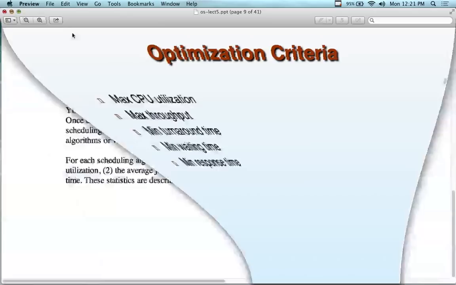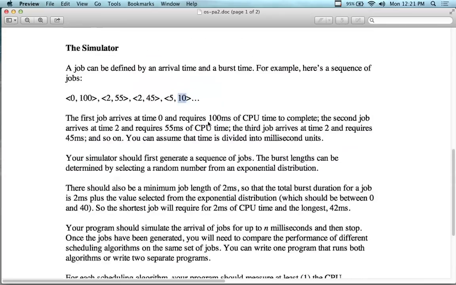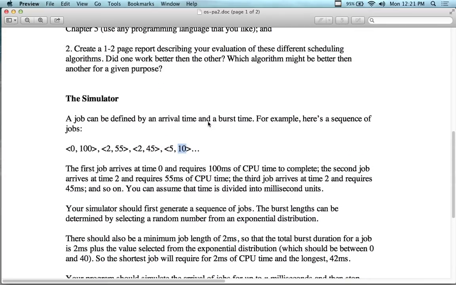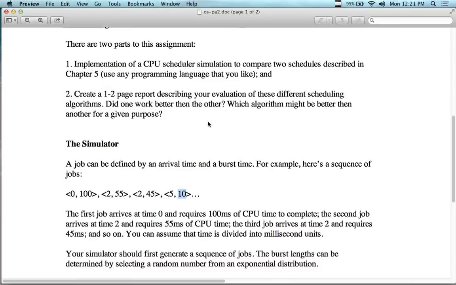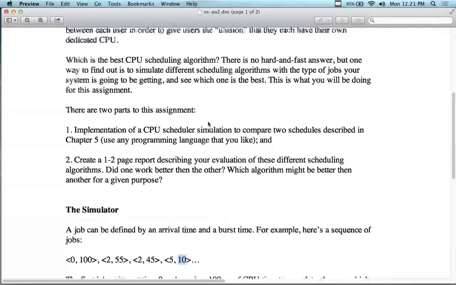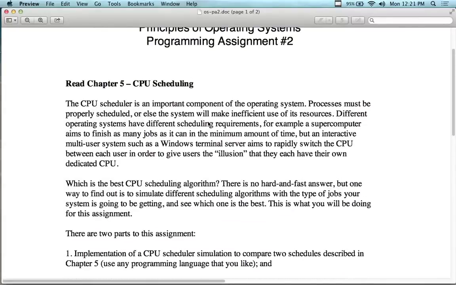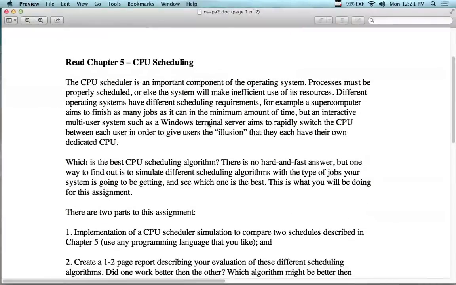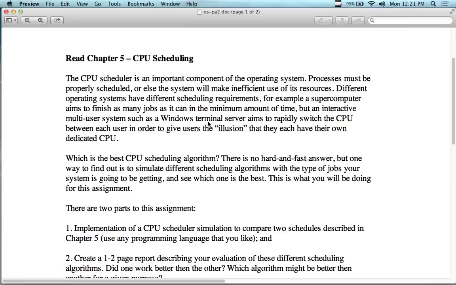That actually was assignment number two that we looked at, CPU scheduler. At least two of us don't know any programming languages. If you don't know any programming languages, you can write what I call pseudocode. Pseudocode is going to be like a fake language. The same thing I recommended for the first assignment.